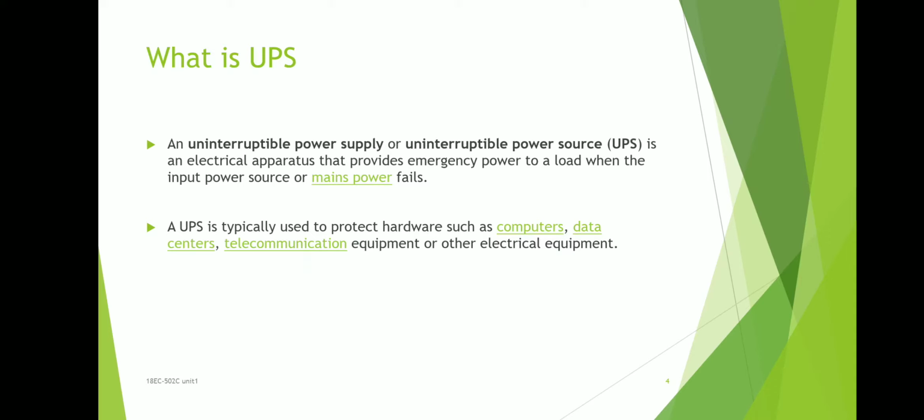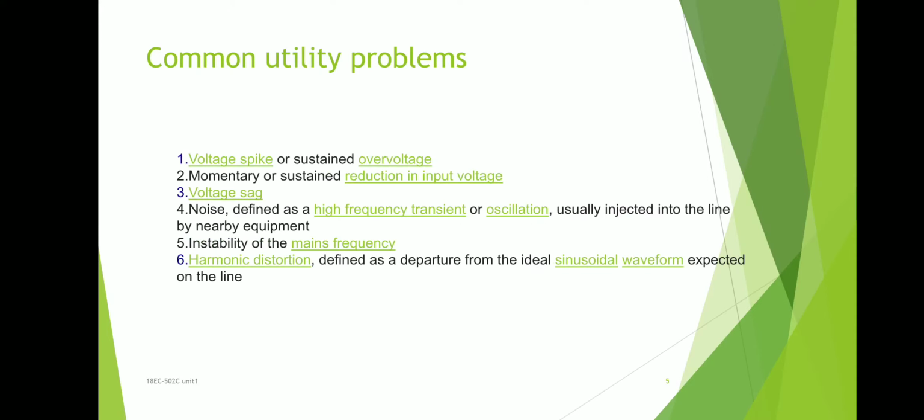Generally this UPS is used to protect hardware such as computers, data centers, telecommunication equipment, or other electrical equipment. Wherever we need uninterruptible power, we use this UPS. It is an electronic system that provides continuous, emergency power to a load when the input power source or mains power fails.